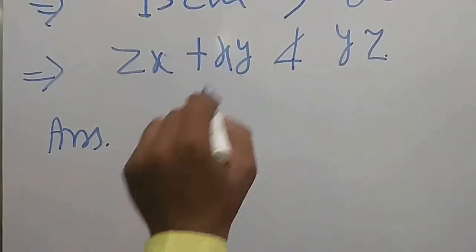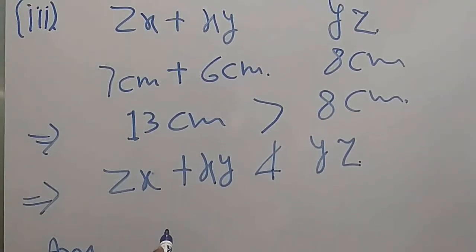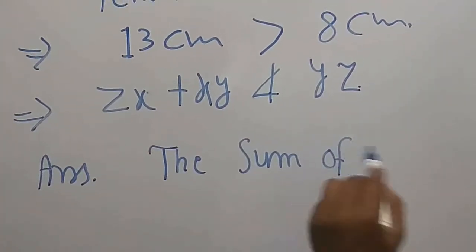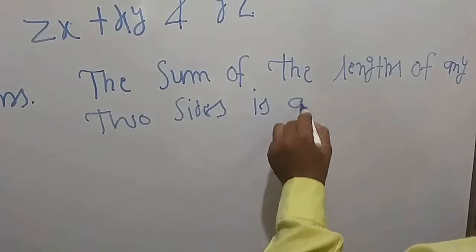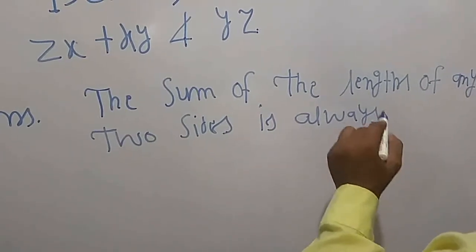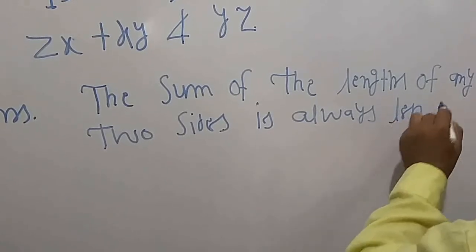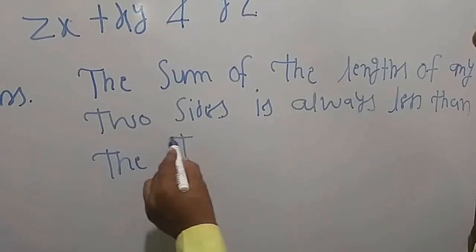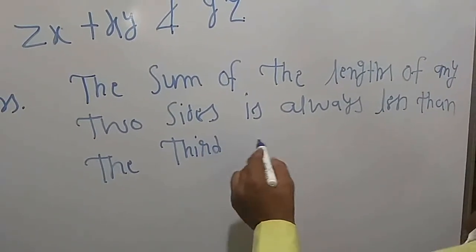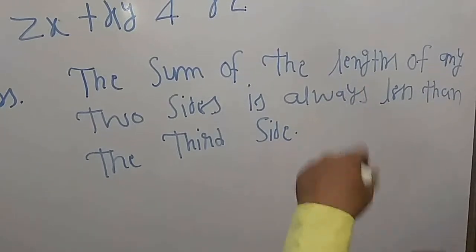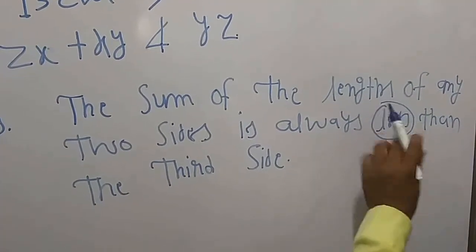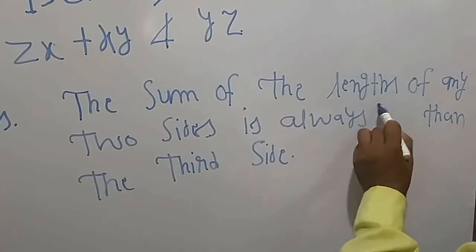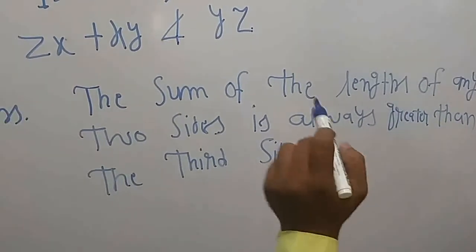So the answer for this particular triangle is: the sum of two sides is always less than the third side. Actually, it is not less. Instead of less, it is greater for each and every triangle.